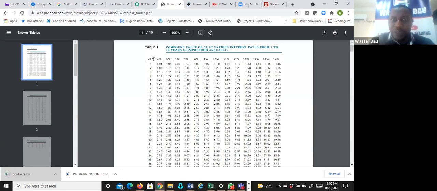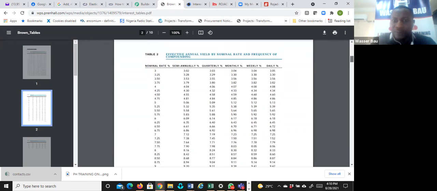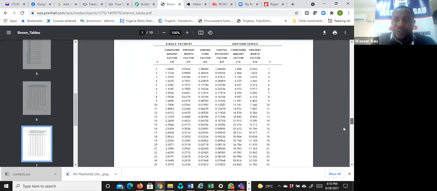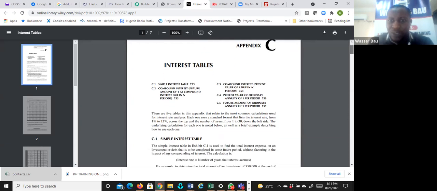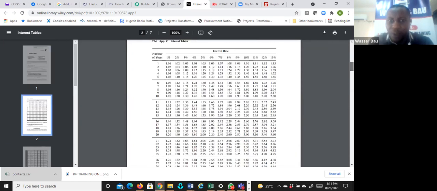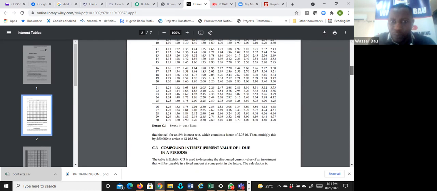You see, this is an interest table. So here, it's giving you the percentage. So you just check, use any one. I still come here. This is another interest table. This one is from the Ultimate Accountant Reference from John Wiley and Sons. Maybe they produce this one, but it's the same thing. So if you come here, you see the interest table will tell you number of years at 1%, at 2%, at 13%. So it depends on what you want to do.